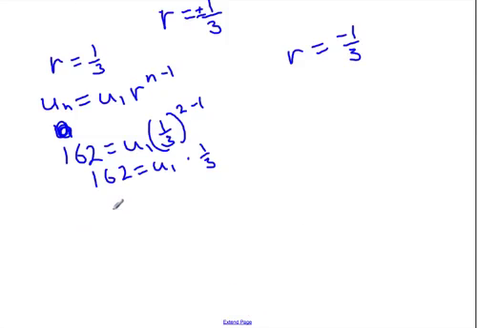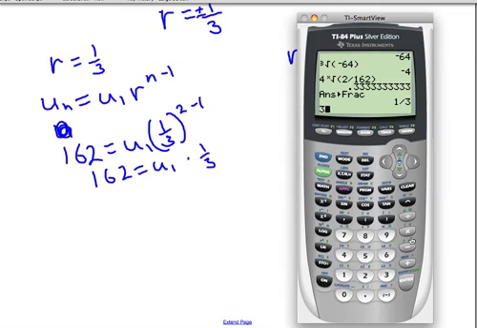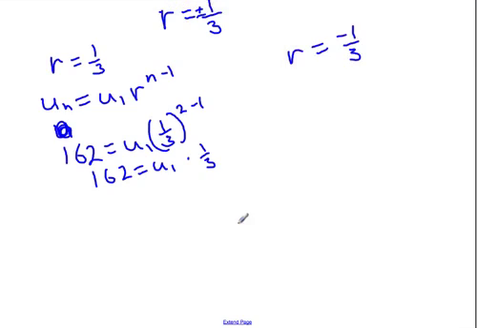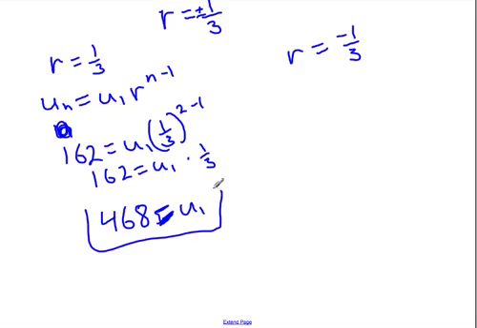We can multiply both sides of this equation by 3. We can do 3 times 162. We get 468. So here we have 468 equals u sub 1. So if r is 1/3, we have u sub 1 is 468.